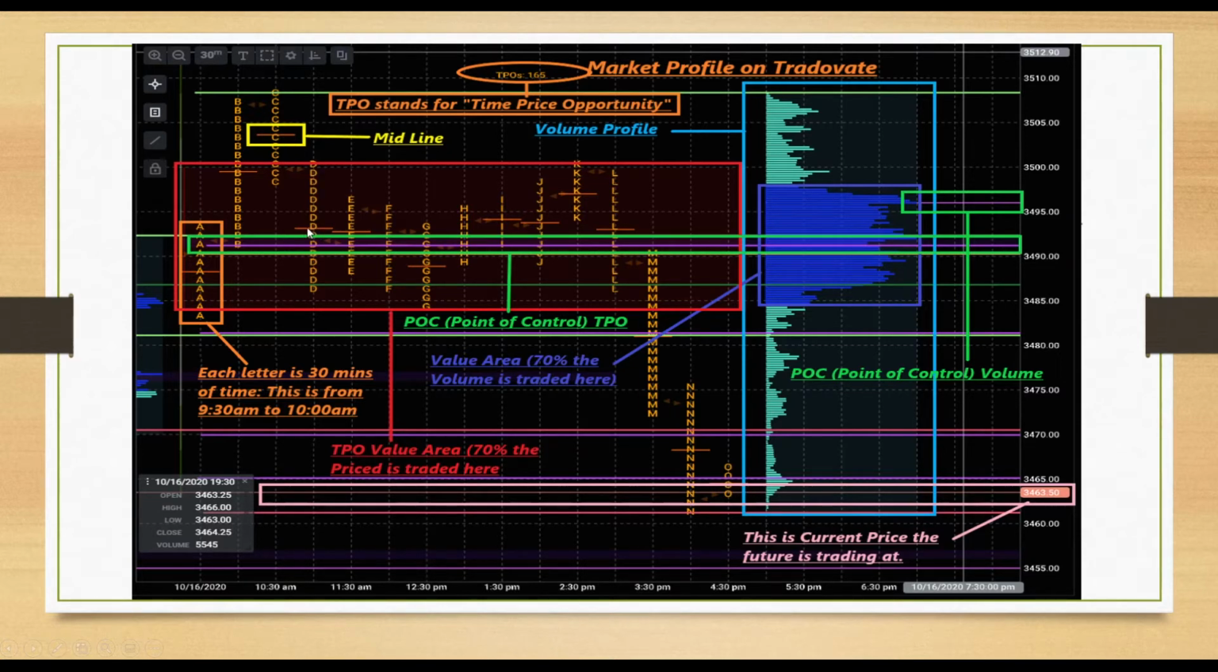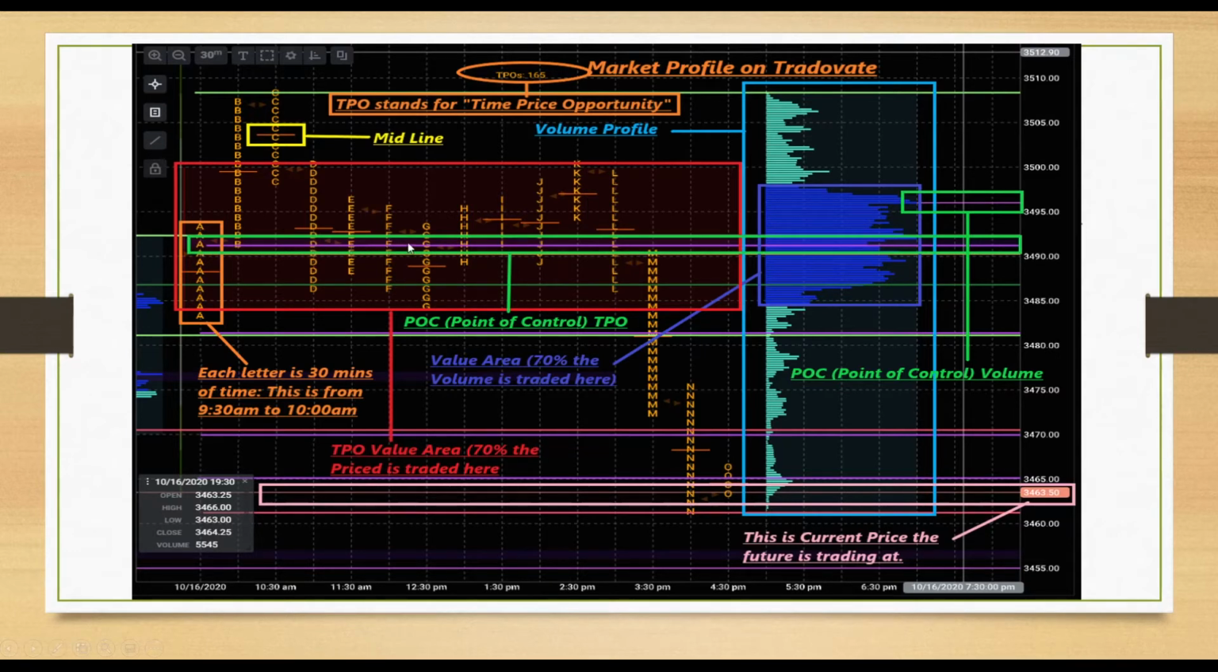Like if you're in D, you'd be shooting for the midpoint of A, which you would have hit if you're looking for the midpoint there. I don't trade midpoints though. It's just good to see if it's above that midpoint, then it's been more bullish for that 30 minutes, and if it hits below that, it's been more bearish for that 30 minutes. I just use that as an idea of where they're thinking in that print, and that is the point of control for TPOs.